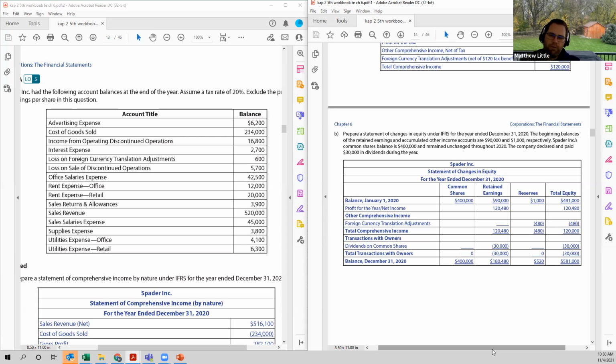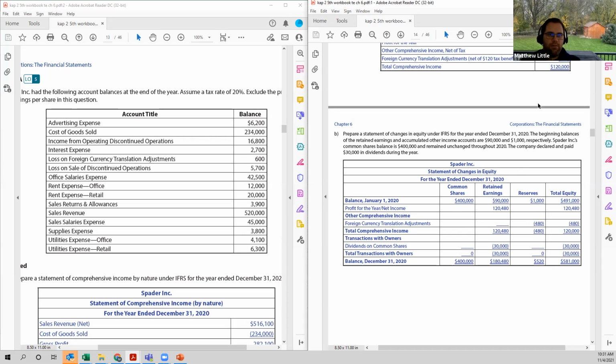So we'll set up our statement of changes in equity. We'll have different columns for the components of equity. First column being common shares, then retained earnings and any reserves. So we have $400,000 as our opening balance of common shares, we're told, $90,000 of our retained earnings, as we're told, and $1,000 of accumulated other income, for a total equity of $491,000.